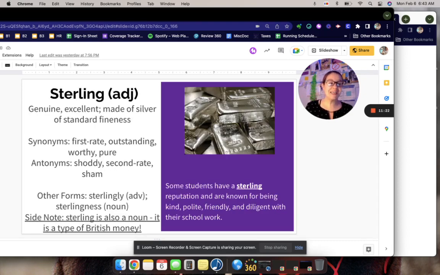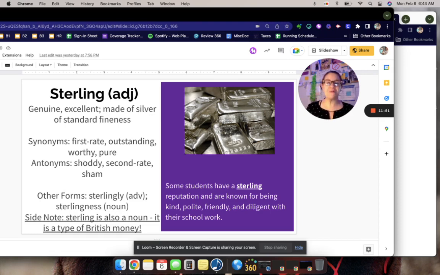Our next word is sterling, which is an adjective, and it means genuine or excellent. So you can say something is sterling, meaning it's awesome, but it can also literally mean made of silver of a standard fineness. You can have sterling jewelry. Sterling silver is a phrase you might have heard before. Your synonyms are first-rate, outstanding, worthy, and pure. Your antonyms are shoddy, second-rate, and sham.